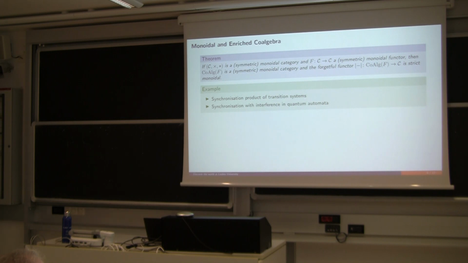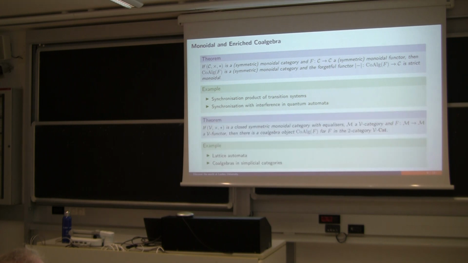So, for example, if you have a symmetric monoidal category, and you have a symmetric monoidal functor where this means lax, okay? So this lax is implicit, it's not strict or strong. Then actually you get monoidal structure on the category of coalgebras. That's pretty useful, and actually this corresponds to many synchronization products. So if you have two transition systems, you want to synchronize them, that's exactly what this thing does.